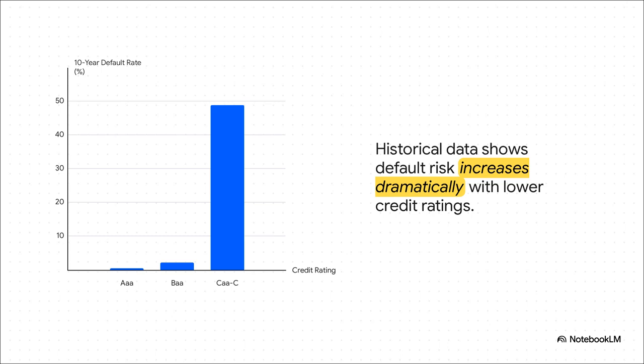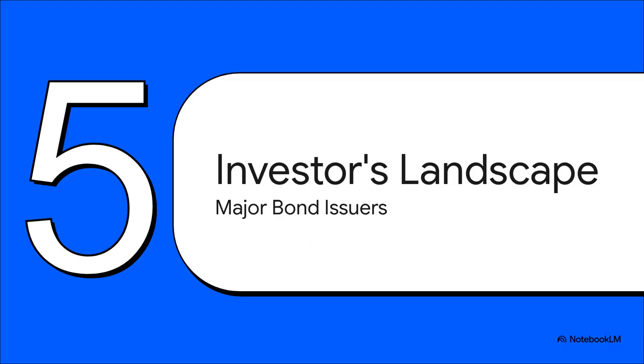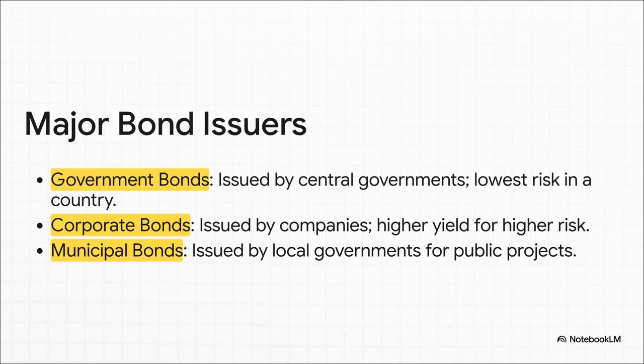Looking at historical data, the probability of an issuer defaulting increases dramatically as its credit rating declines. The risk for the lowest-rated bonds is exponentially higher than for those at the top of the scale. Armed with this understanding of return and risk, we can now survey the landscape of the entities that actually issue these bonds. Although the bond market is vast, most issues fall into one of three primary categories.